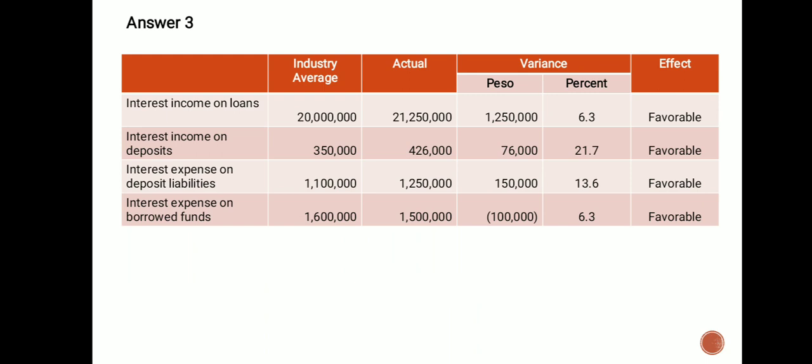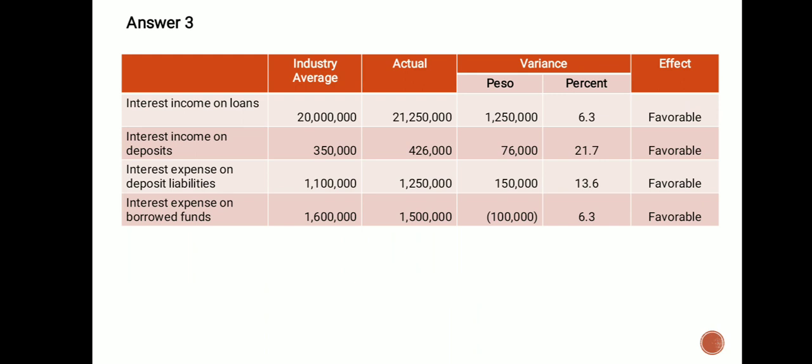So, this is for the statement of comprehensive income. So, this is the comparative analysis of the statement of comprehensive income of Countrywide Bank against the industry average data. Okay, for interest income on loans, so there is 1,250,000 difference, or equivalent to 6.3%, and that is favorable. We also have interest income on deposits. There's a difference or absolute amount of change in pesos ng 76,000 pesos, which is equivalent to 21.7%, and that is favorable.